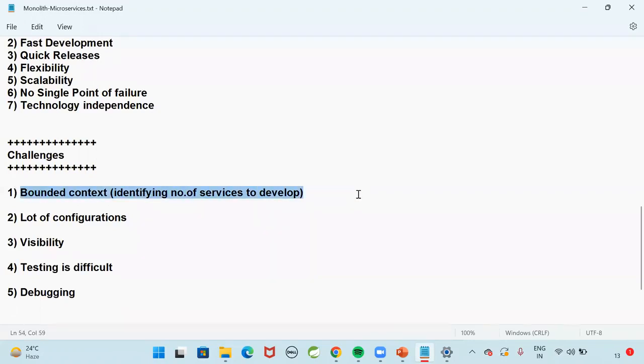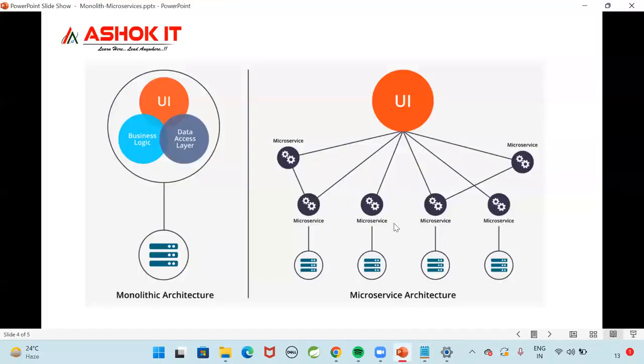Next one is configuration. In microservices, a lot of configurations will be available. My first microservice wants to talk to the database, my second microservice wants to talk to the database, my third, my fourth as well. So the database configurations should be done in every project.